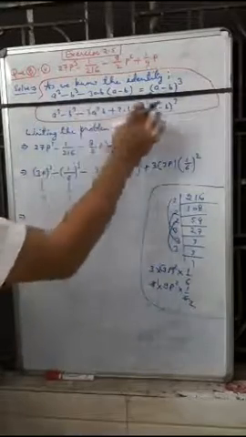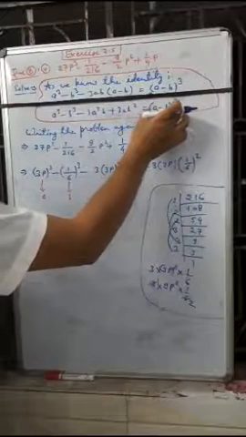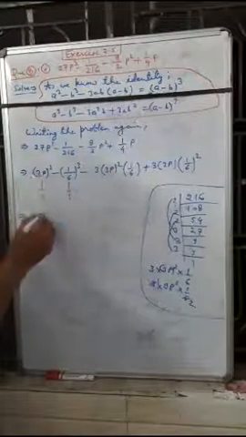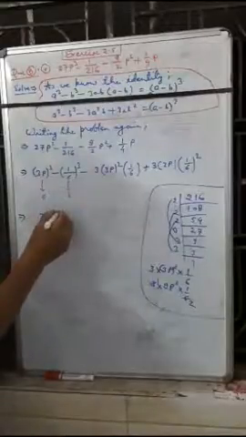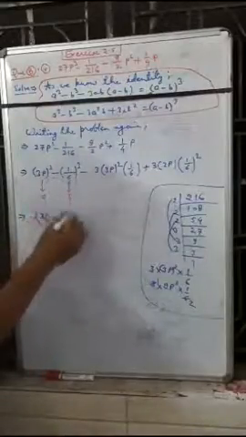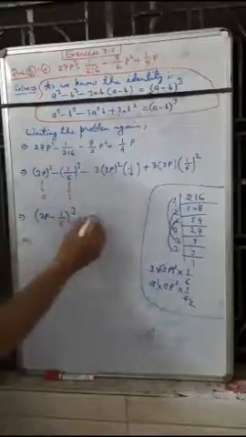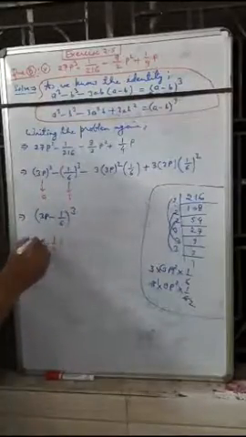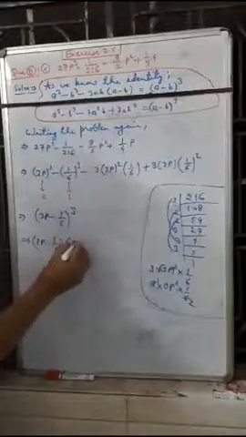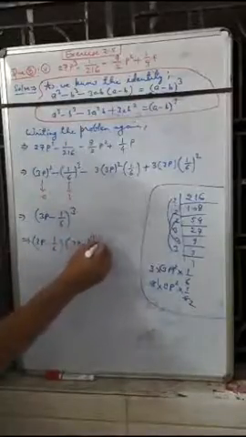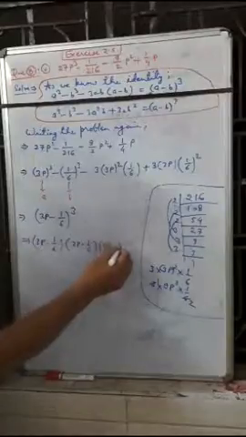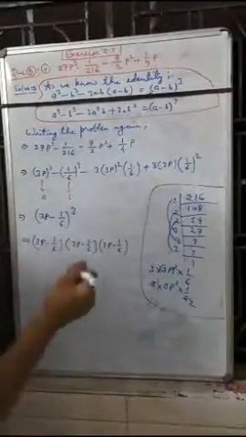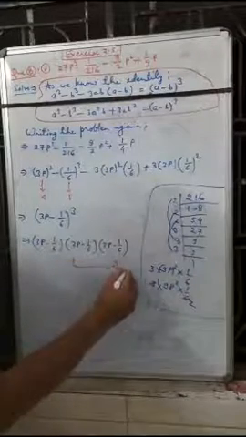The identity will become, or factorize, so it will become (a minus b) whole cube. So we will write in place of a, a is 3p, and b is 1 by 6, whole cube. So we can write, this may be our answer. But if you want to write, you can write 3 times (3p minus 1 by 6), (3p minus 1 by 6), and (3p minus 1 by 6). It is the solution of this problem.